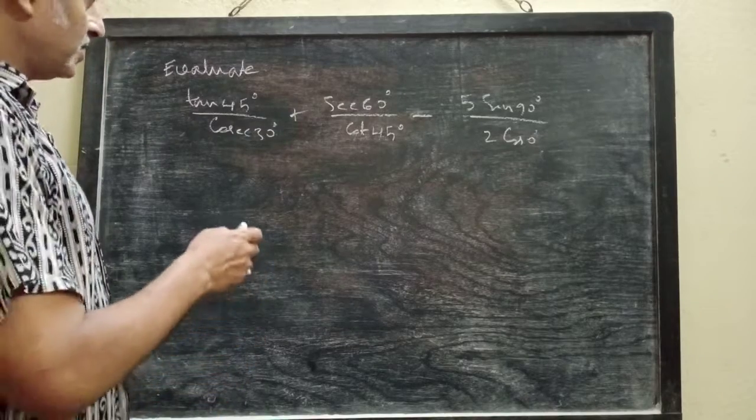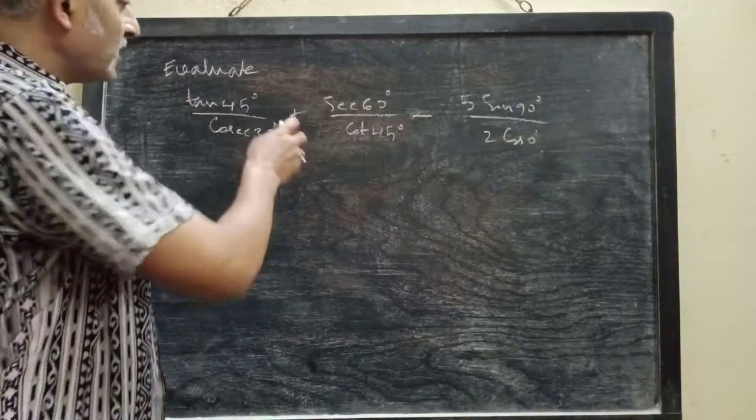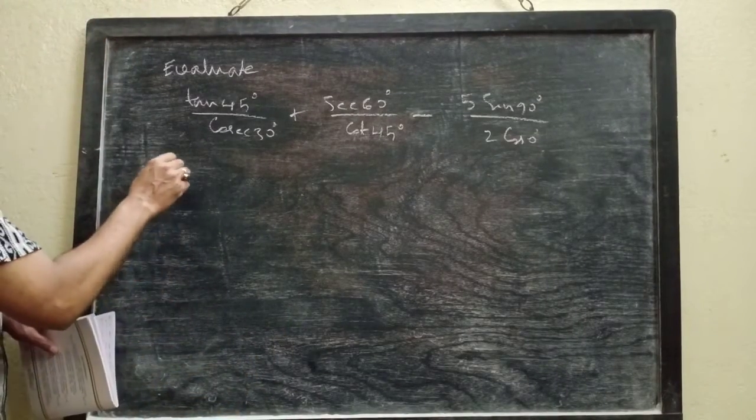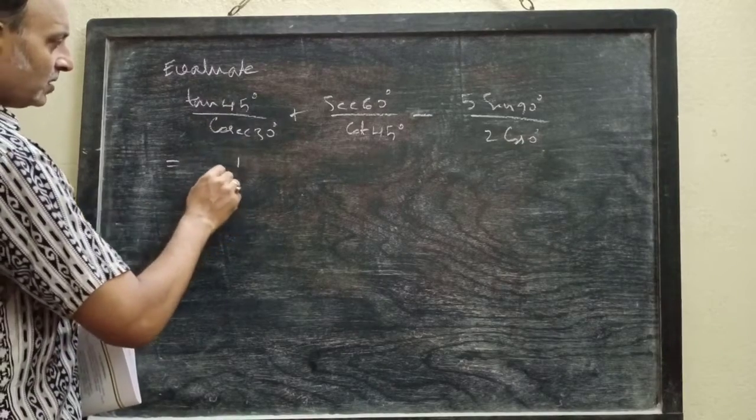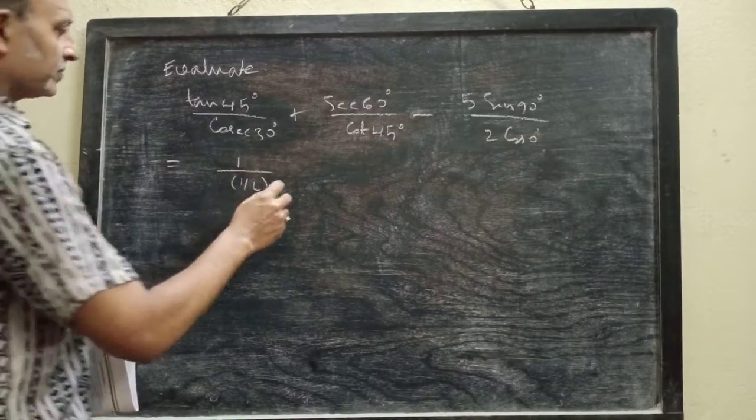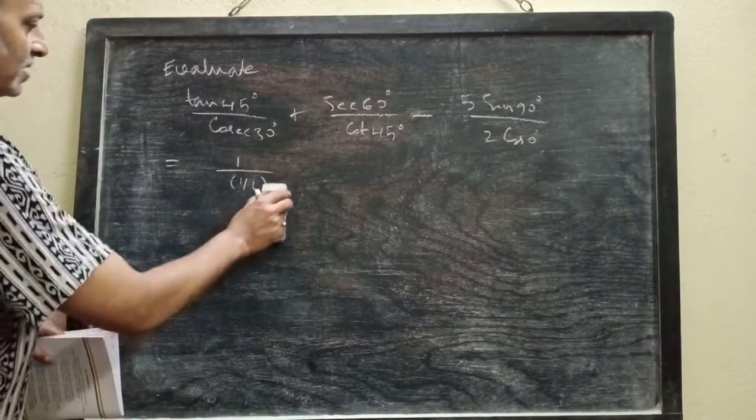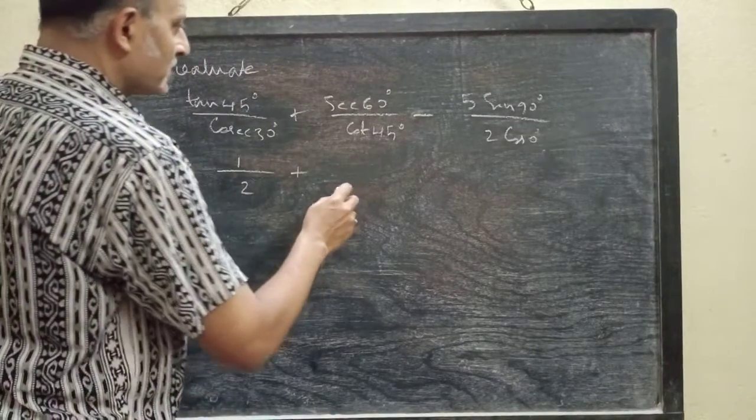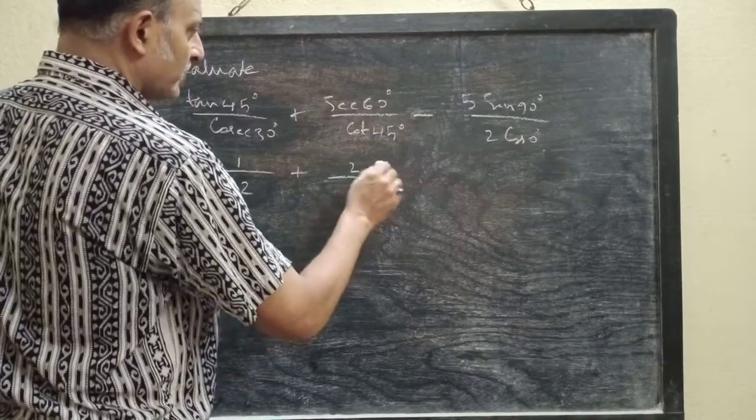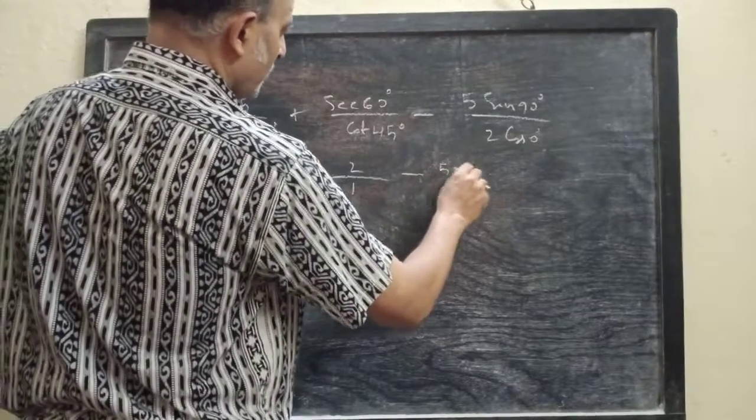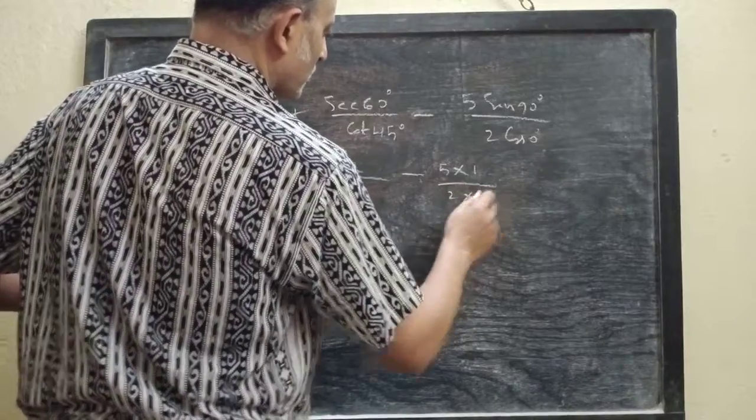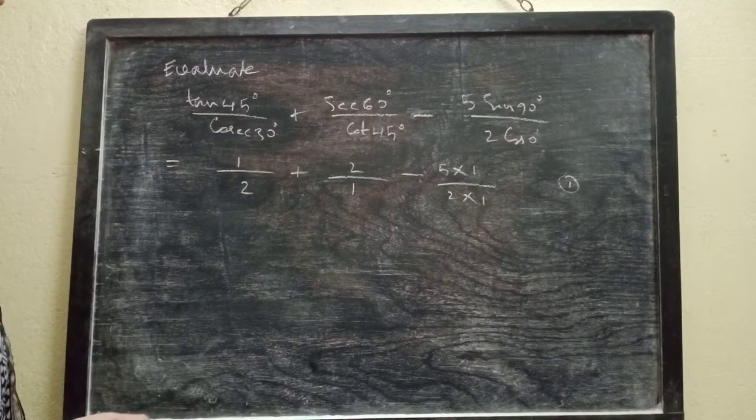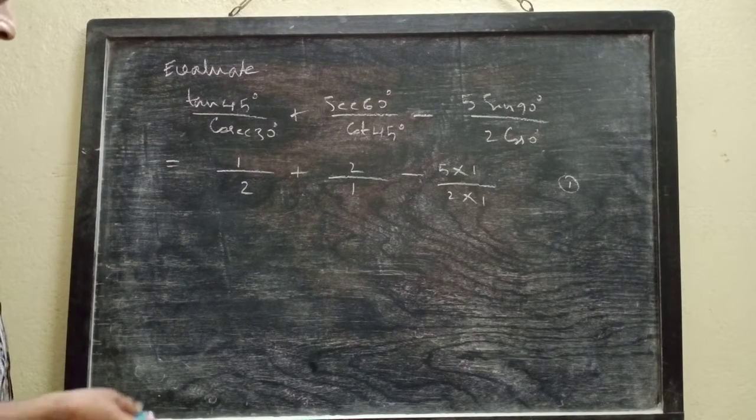Always remember there is 1 mark for putting the exact values of the trigonometric ratios here. So maintain the steps minutely. Tan 45 degree is 1. Sorry, cosec 30 is 2, since sin 30 is half. So cosec 30 is 2, plus sec 60 is 2 because cos 60 is half. Tan 45 is 1, 5 into sin 90 is 1, 2 into 1, cos 0 is 1. For this step you will get 1 mark. Then for the rest of the calculation you have 2 marks.